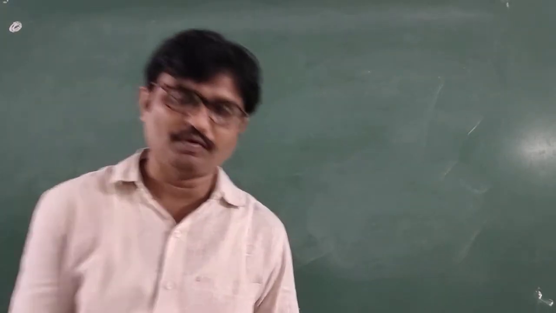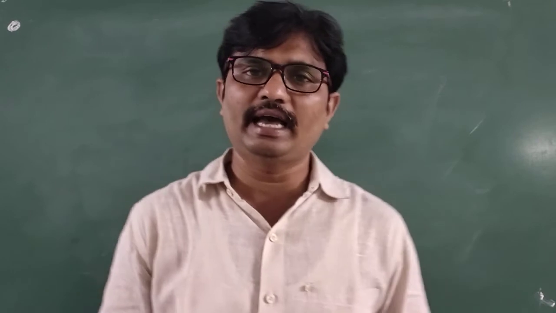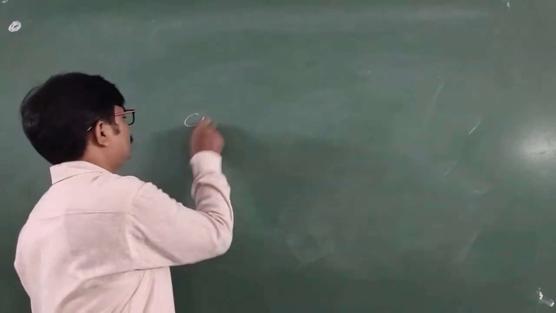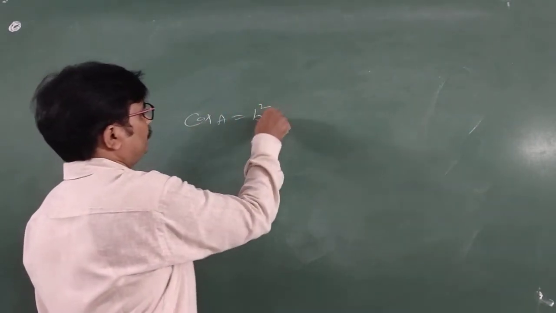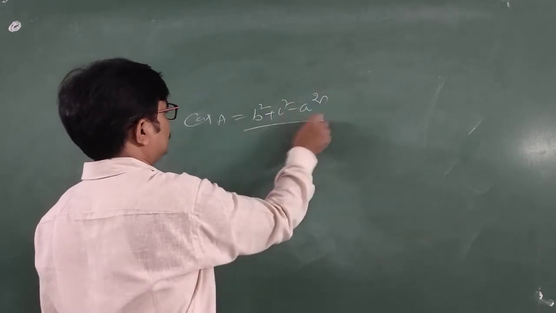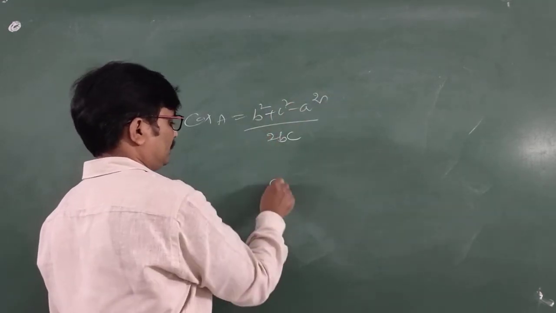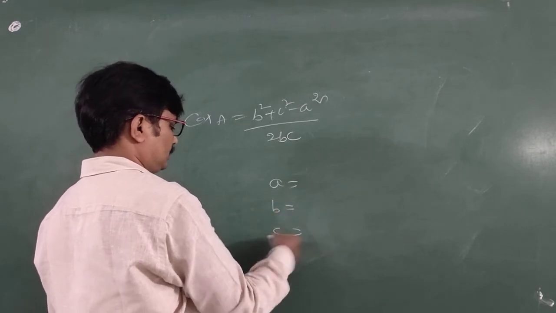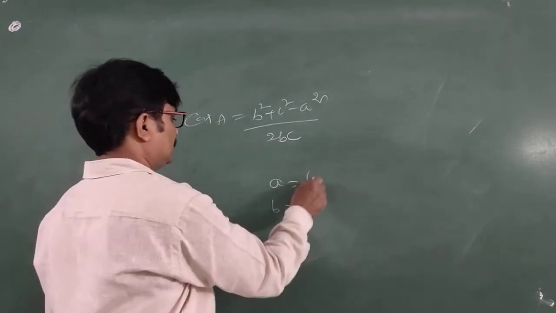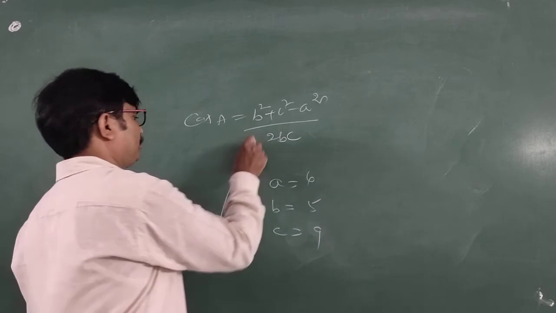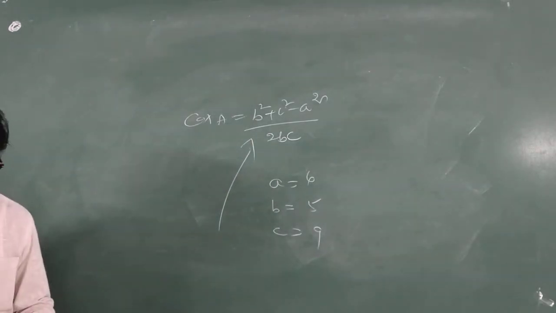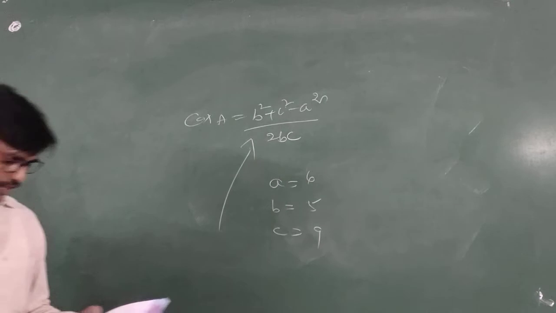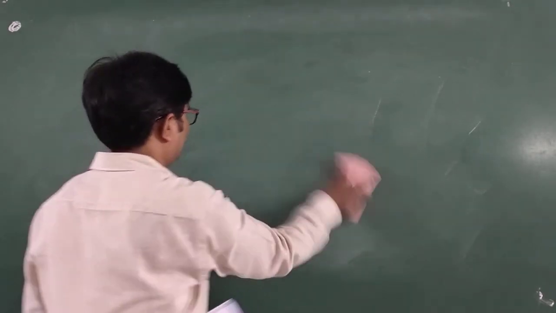Suppose three sides are given that a is 6, b is 5, and c is 9. How to find the angle A? We know that cos A is b square plus c square minus a square by 2bc. When a, b, c are given as 6, 5 and 9, then we can apply this formula, then we get angle A. Okay students, right now I will take another question.